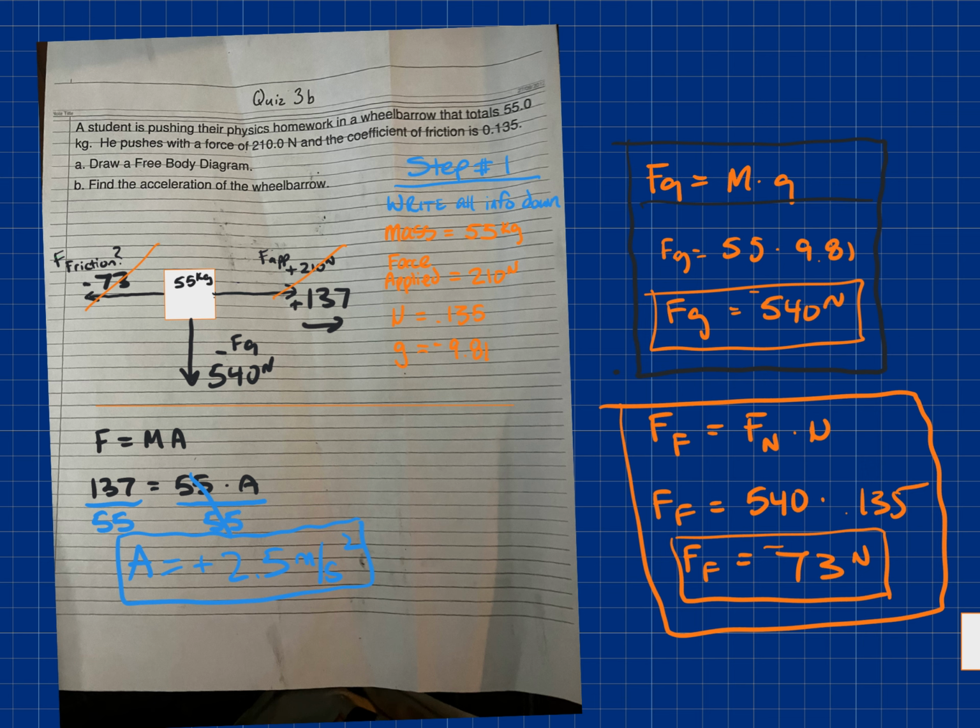So if this person pushes it for 10 seconds, it will be traveling at 25 meters a second after those 10 seconds because it's going to gain 2.5 meters per second every second that it's being pushed in this situation. If the student chooses to push less, the object will accelerate less. If he chooses to push more, the object will accelerate more.